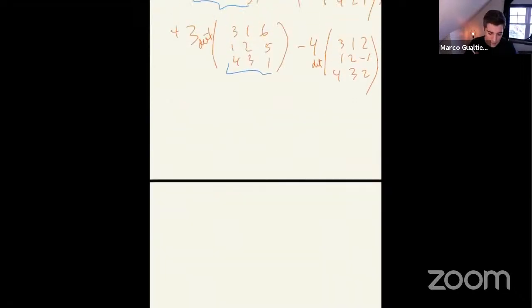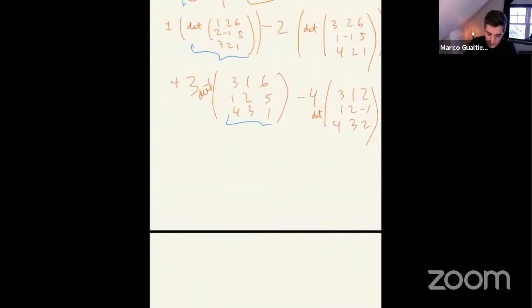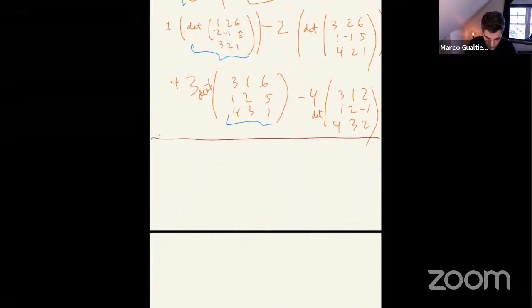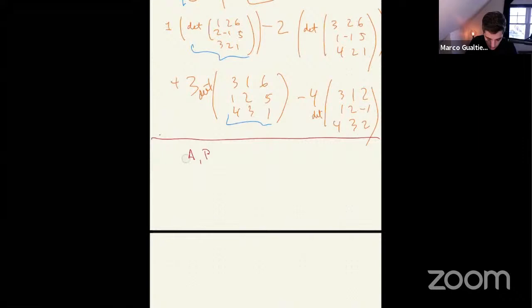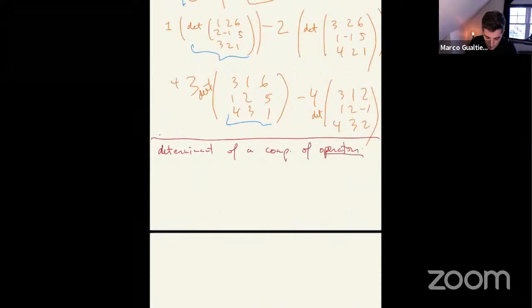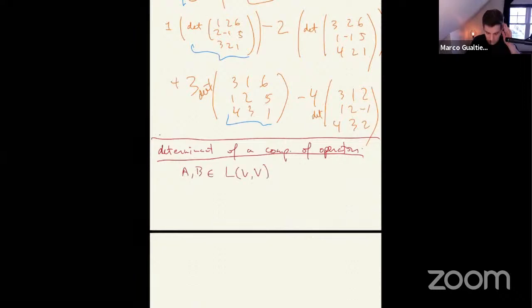And the last thing I want to mention about determinants is that if A and B... determinants of a product, of a composition of operators. Okay, so it makes a lot of sense that if you have two operators acting on V, suppose A and B are operators on V.